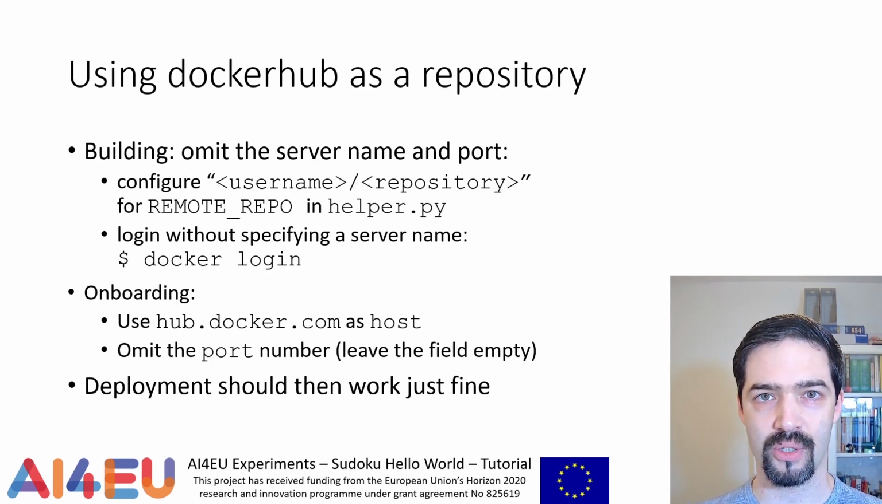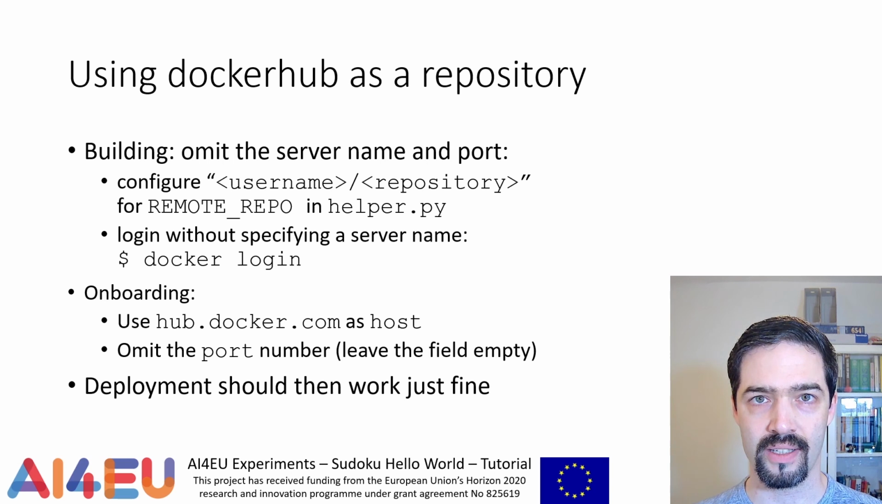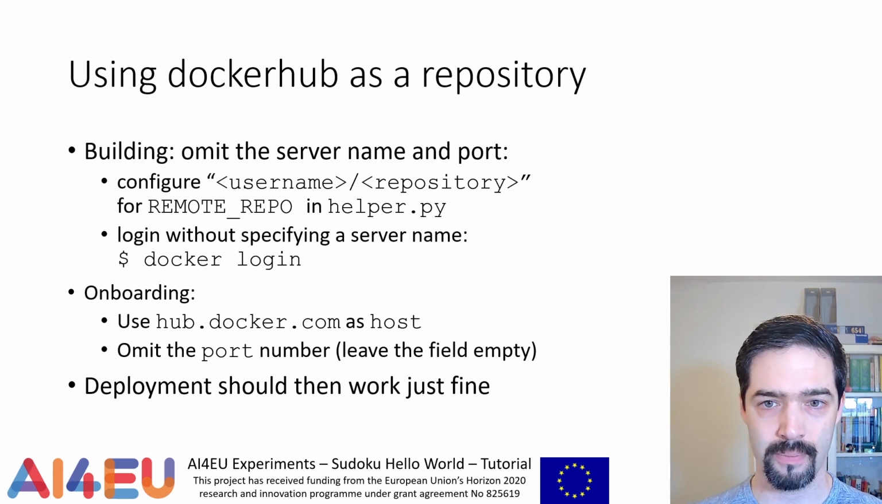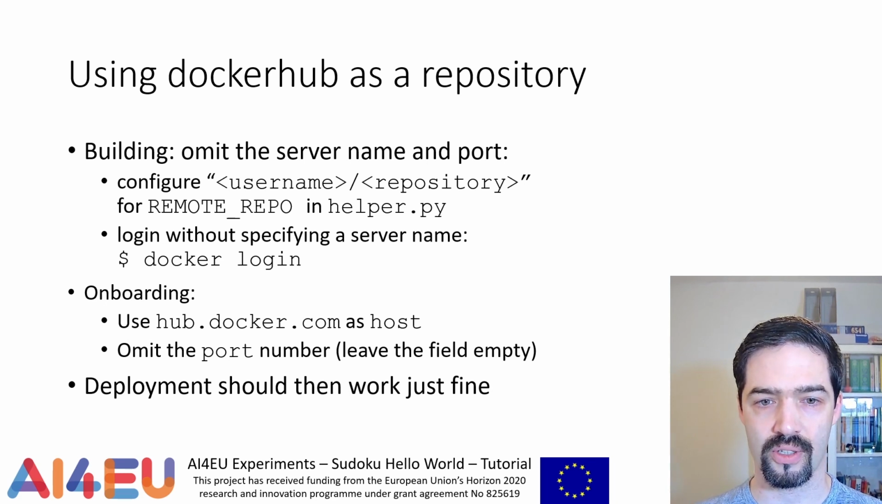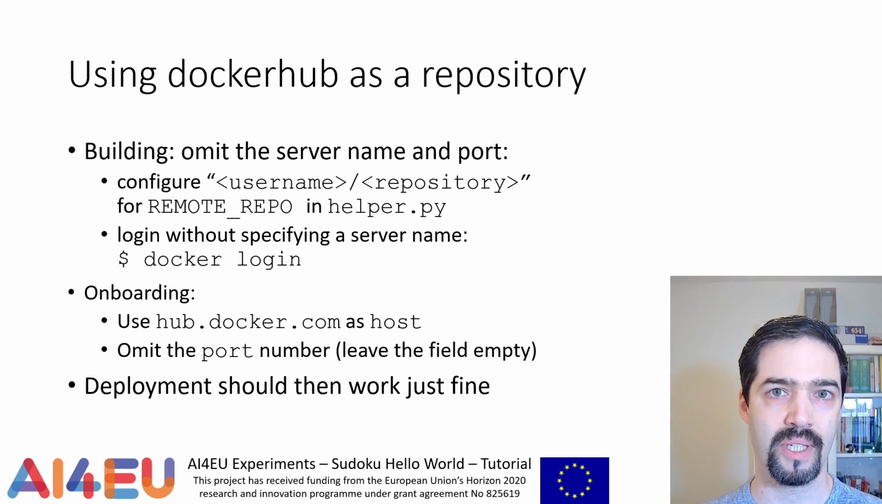Another remark is about Docker Hub. You can use Docker Hub with AI4U experiments, but you need to omit the server name and the port when you configure the helper.py script. You need to log in without specifying a server name. And when you do onboarding for the host, you use hub.docker.com and the port must stay empty, otherwise it will not work. But if it stays empty, deployment should work just fine.